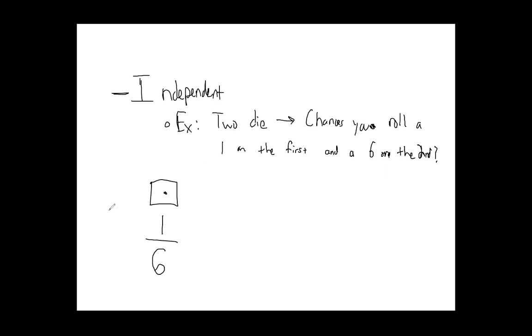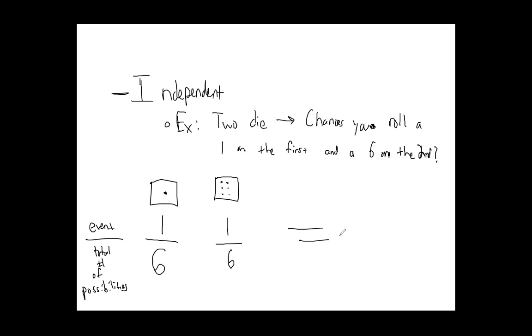The total possibilities, right? So we always have the event that we're looking for over the total number of possibilities. So with a die, we know we have 6 if they don't say, right? They could say you have a 12-sided die, but we know, we've talked about it, it's always 6 if they don't say. And then what about rolling a 6 on the second die? The chances would also be 1 out of 6.